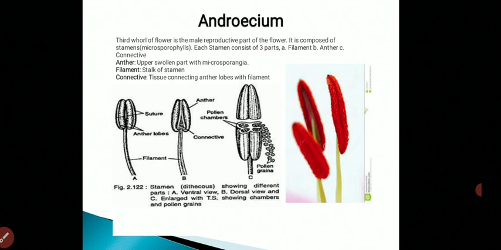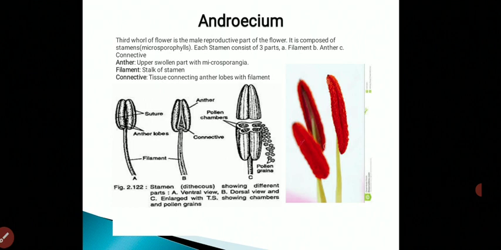Now look at the diagram. There is a diagrammatic representation as well as the picture of an original stamen from the flower. Each stamen consists of a slender stalk-like filament supporting a knob-like anther and connective. The stalk-like structure is called the filament, while the topmost knob-like structure is known as the anther, and in between these two there is a tissue called the connective.